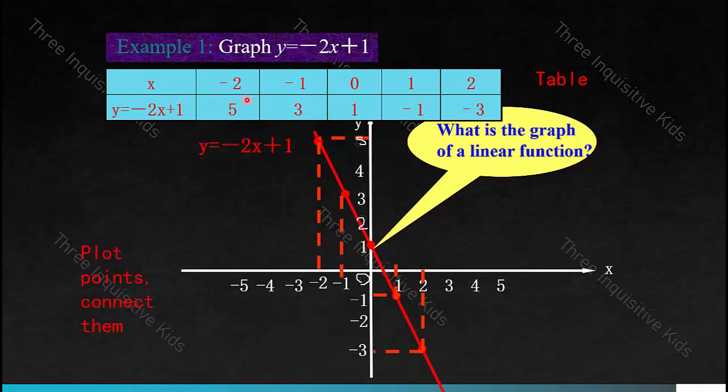And as you can see, we have negative 2, negative 1, 0, 1, and 2 for the inputs in this function. And below are all of their corresponding outputs. So what we did was plot all of these points on the graph, and then we connected them. So this is what the graph of a linear function looks like.